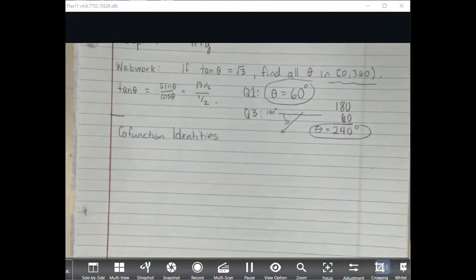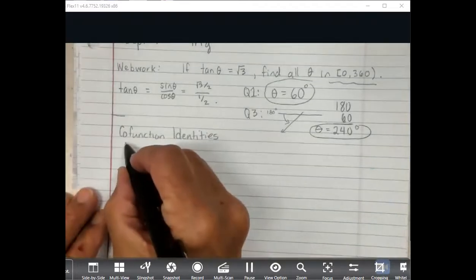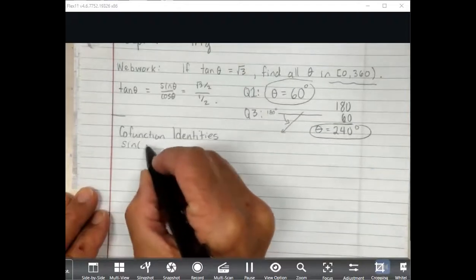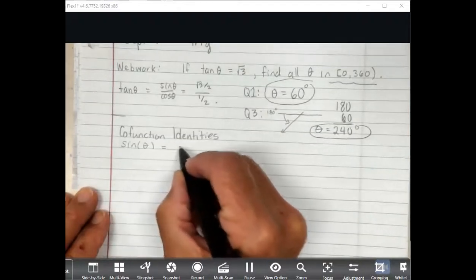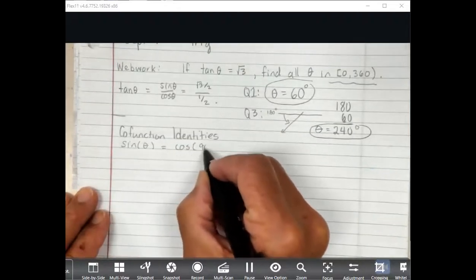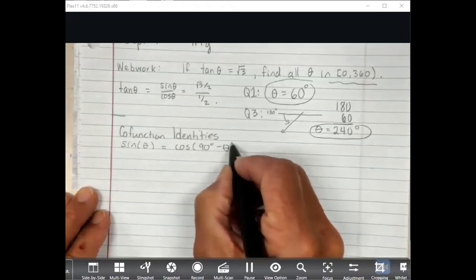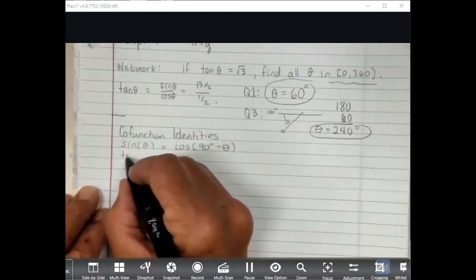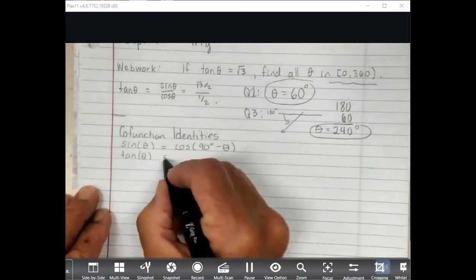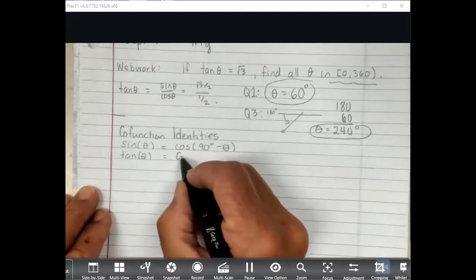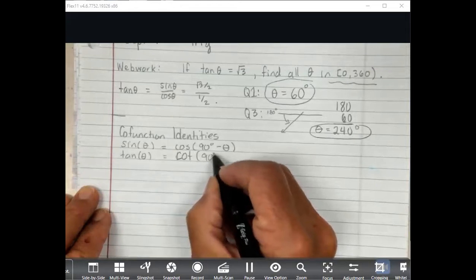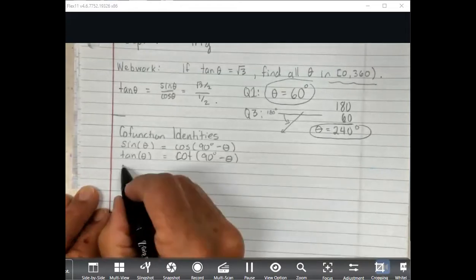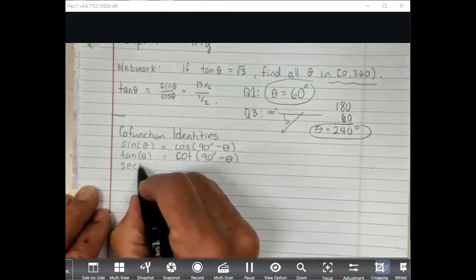So sine and cosine are cofunctions of one another. And that means that if I know the sine of any angle, that's the same as the cosine of that angle taken away from 90 degrees. Tangent and cotangent are cofunctions. And then secant and cosecant are cofunctions.